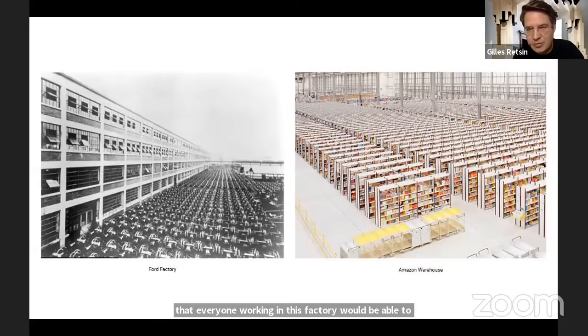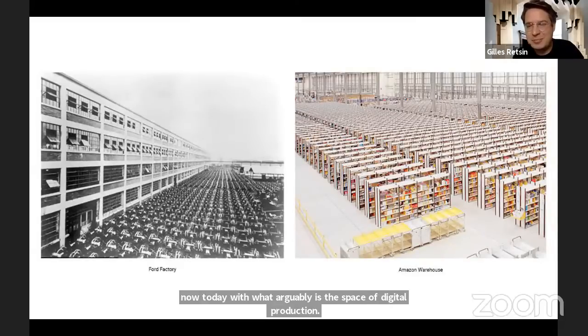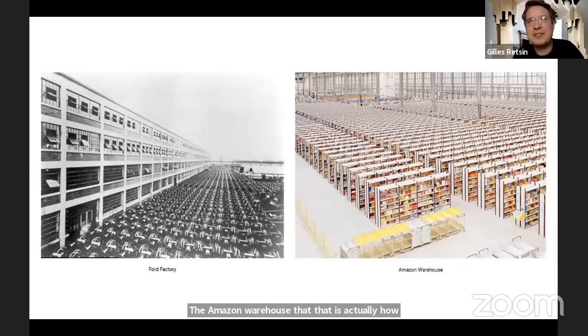When we compare that now with what arguably is the space of digital production, the Amazon warehouse, that is actually what digital production looks like. It's not a very formal endeavor. It's a purely logistical project about the distribution of parts and platforms across the world. And what we see between these images is an ambiguous and strange relationship. On a formal level, they look similar, but in fact, nothing in these two images is the same.